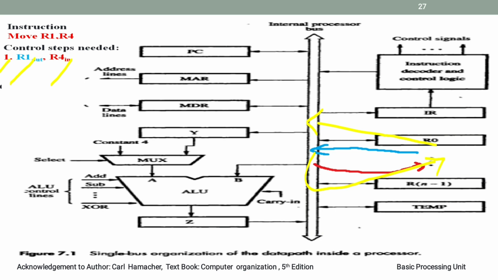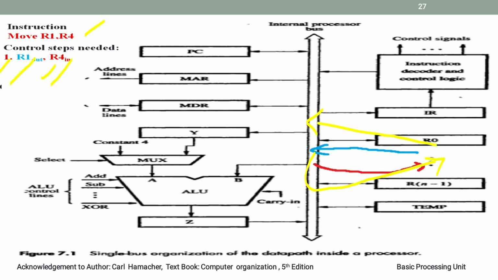These are the two control signals given in a single step, which means they are given at the same time. At the time at which R1 gives out its content onto the internal processor bus, at the same time R4 will take that data into it. So this is one step of control signals which is needed to execute the instruction move R1 comma R4.